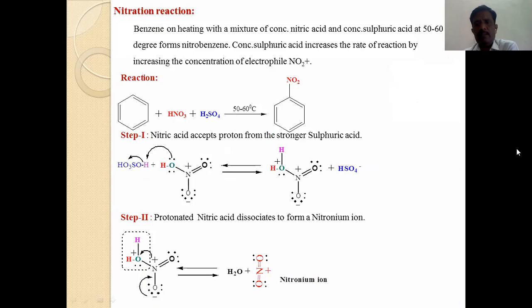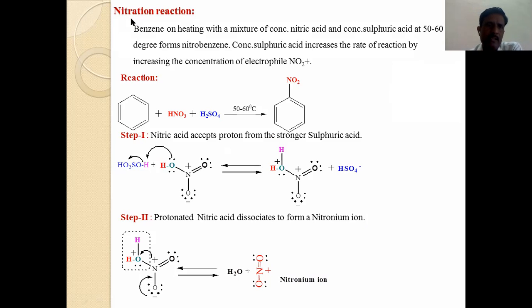Now, friends, I have just discussed how the aromatic electrophilic substitution reaction takes place. Some examples I will discuss regarding this reaction. One of the reactions mentioned in your syllabus is the nitration reaction. The word nitration means nitric acid and sulfuric acid are used. That reaction is called a nitration reaction.